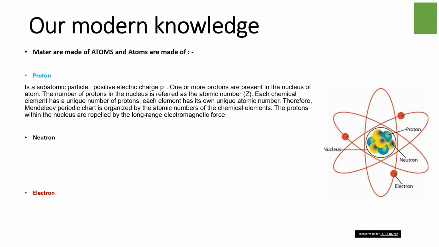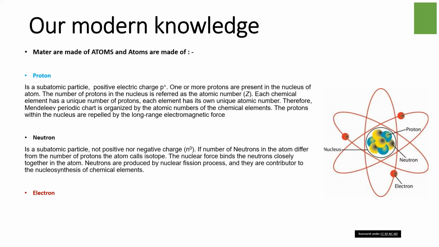Now, regarding the protons, they are subatomic particles with a positive electric charge. One or more protons are present in the nucleus of the atom. The number of protons in the nucleus is referred to as the atomic number, and each chemical element has a unique number of protons. Each element has its own unique atomic number. Therefore, the Mendeleev periodic chart is organized by the atomic numbers of the chemical elements. The protons within the nucleus of the atom repel each other by long-range electromagnetic forces.